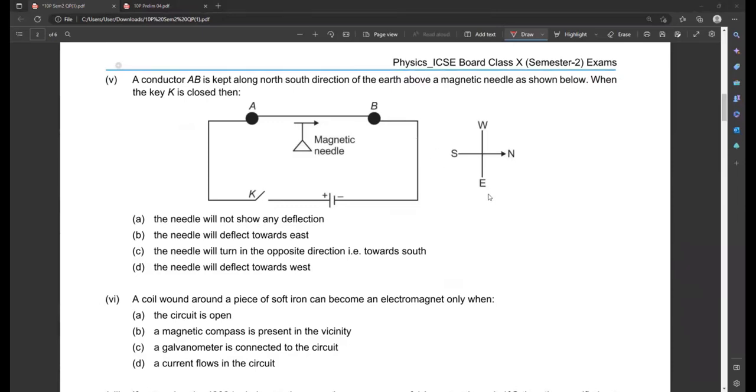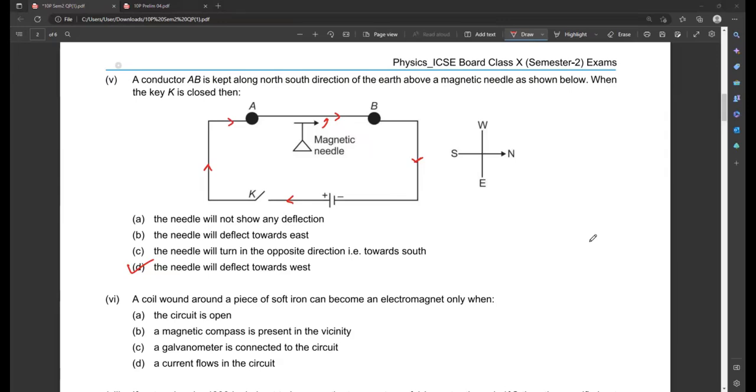Then a conductor AB is kept in the north-south direction of the Earth's magnetic field. So when this key is closed, this is positive and negative, so current is going to flow like this. By the right-hand thumb rule, if the current is flowing in this direction, the needle will deflect towards the west. If you have any difficulty, if you have not understood, please stop me and ask.